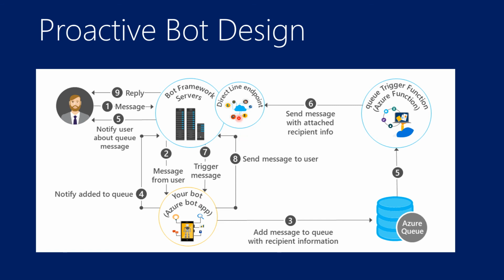Now, the communication which is made from the bot servers to the bot application appears as a trigger message. As soon as the trigger message comes to our application, it identifies the trigger message and sends a proactive communication to the user.